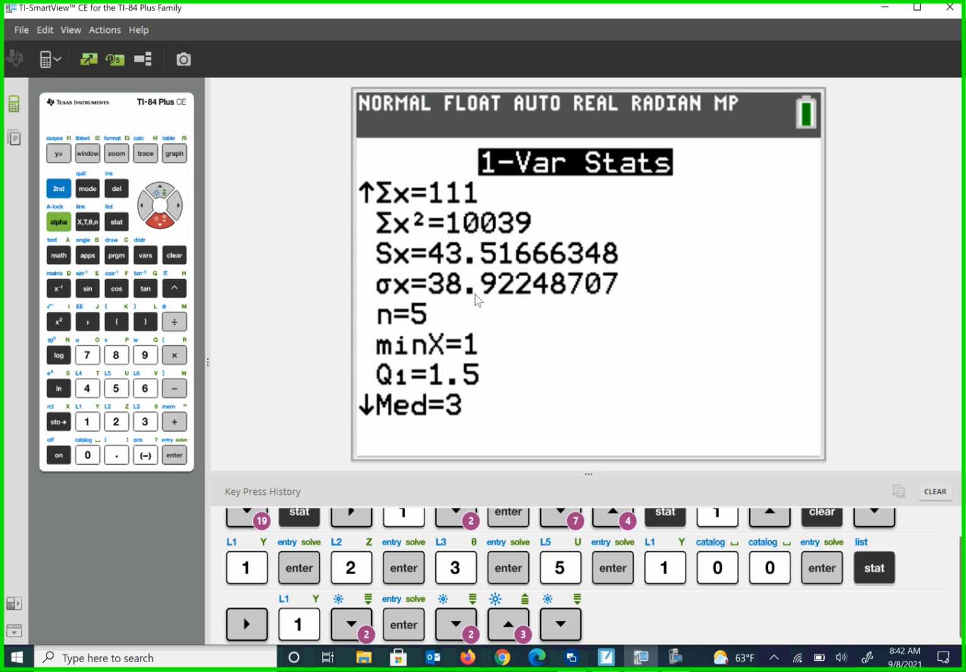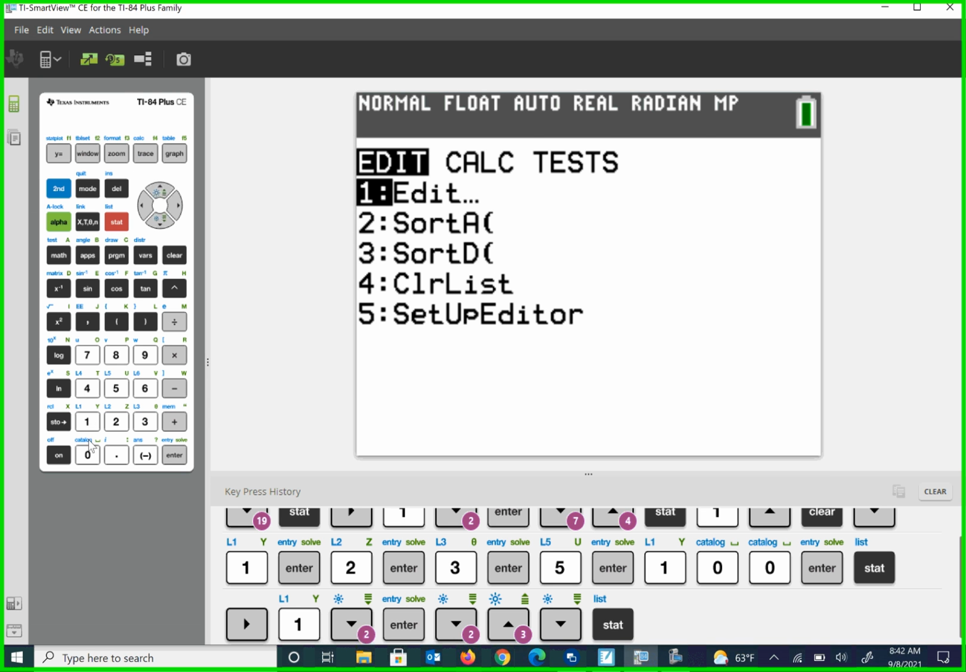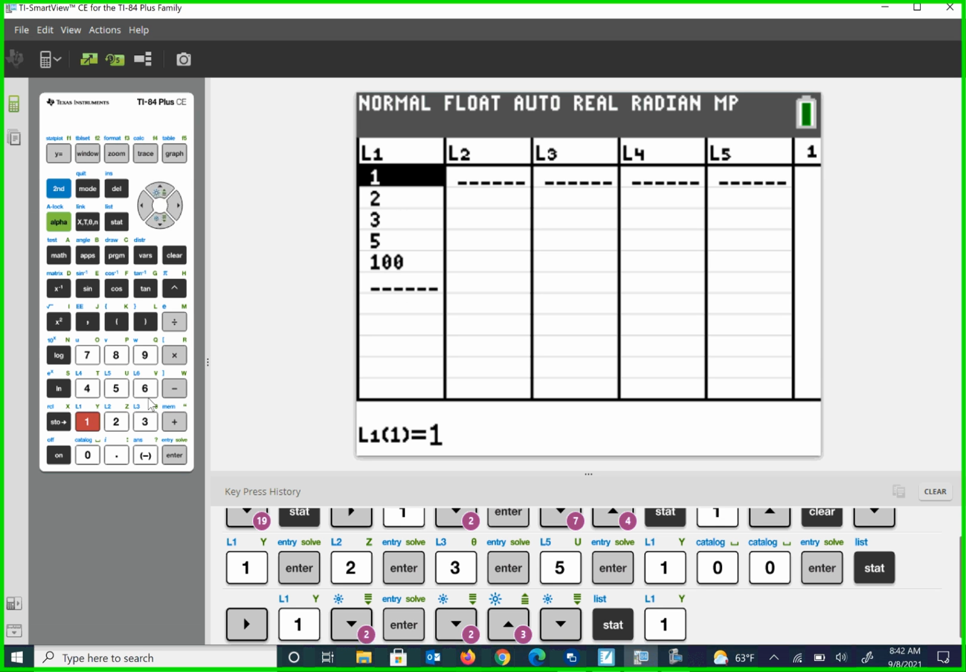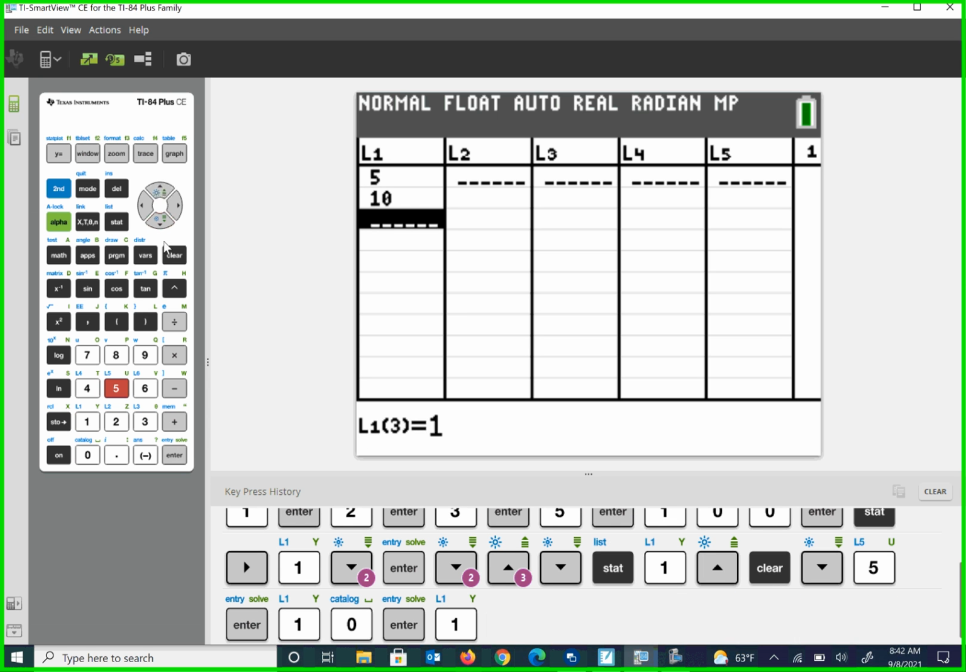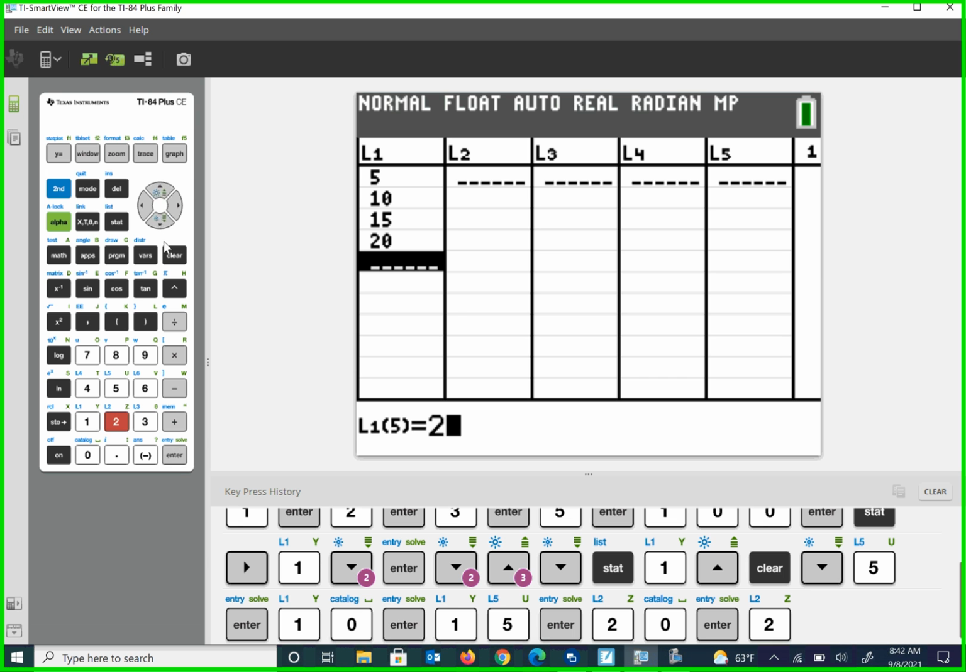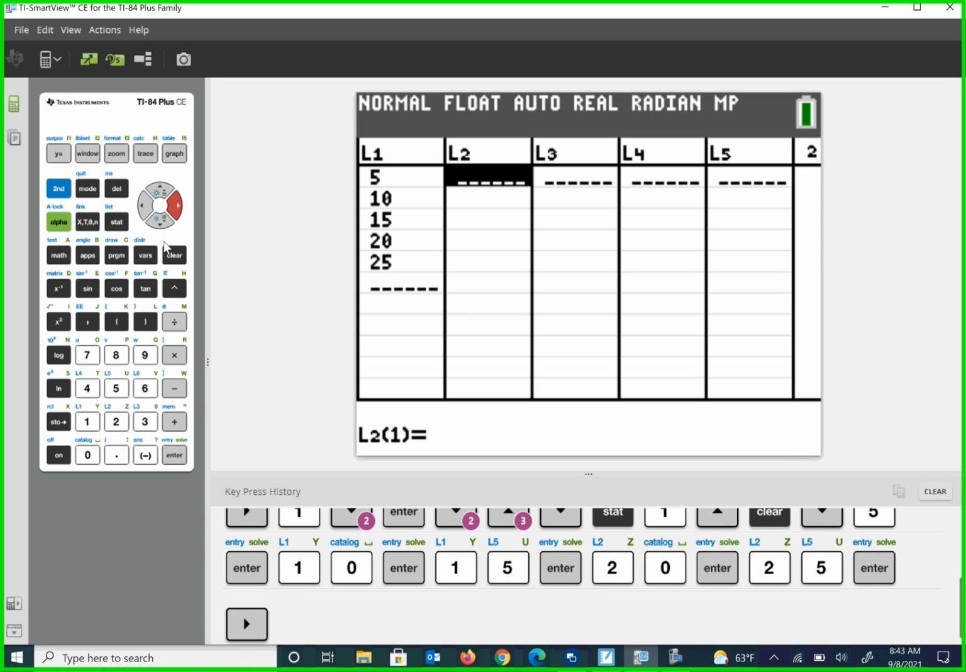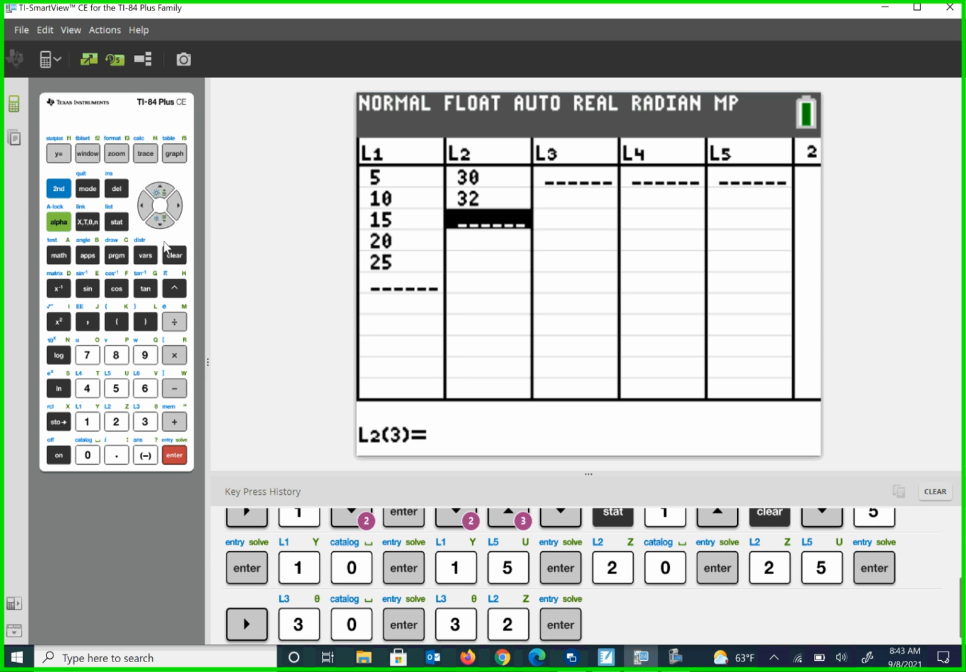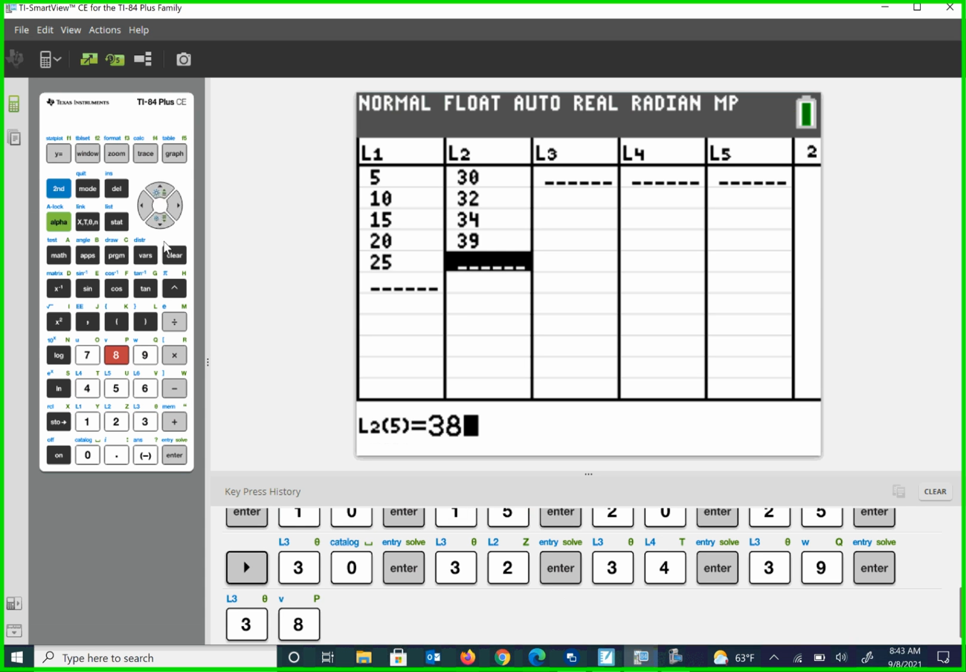And that takes me into, I want to show you this. For number 2, I'm going to go into edit. And I'm going to do number 8. So let me clear that. I'm going to show you how the 2 variable stats works. You have 5, 10, 15, 20, 25. And then I'm going to go over to list 2, and then I'm going to put 30, 32, 34, 36, 38, 40.